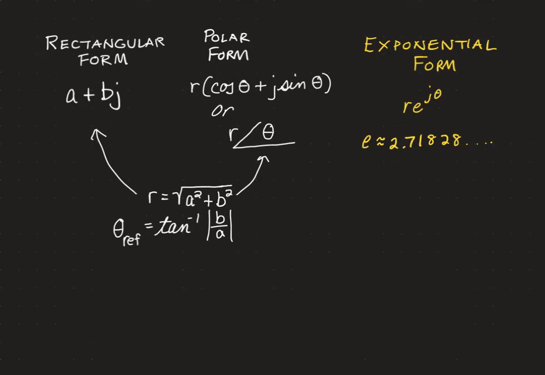So in rectangular form, we're just going to be working with real and imaginary numbers. In the polar form, we're going to be working with a radius and an angle expressed in degrees. So let me write that here. We're going to be working with degrees. In the exponential form, we are going to be working in radians. So make sure you are in the proper mode if you are ever trying to evaluate a polar form of a complex number or an exponential form of a complex number.